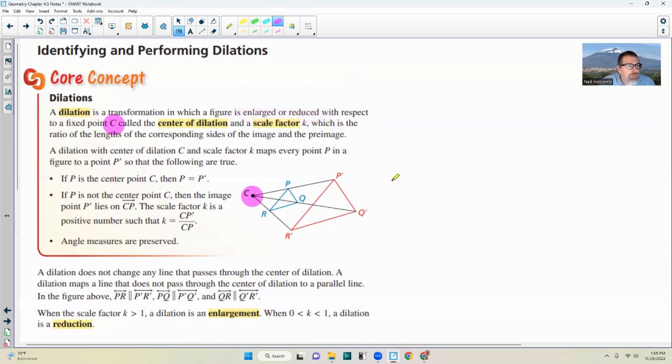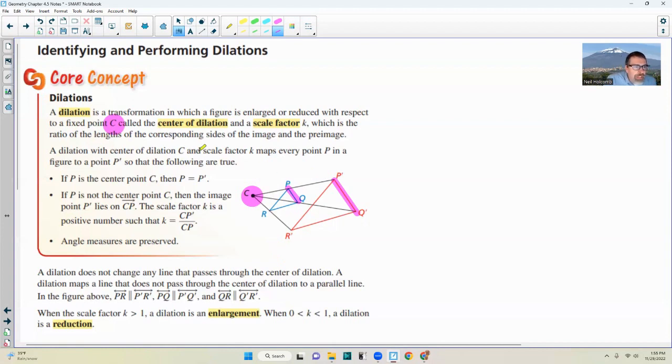Okay, so let's continue here. Fixed point C called the center of dilation and a scale factor k, which is the ratio of the lengths of the corresponding sides of the image and the pre-image. So in other words, if I looked at the ratios of PQ to P prime Q prime, then if this was length 2 and this was length 4, then the dilation scale factor would be 2. It'd be doubled. If we go smaller, it'd be fractions, and that's going to say this down below.